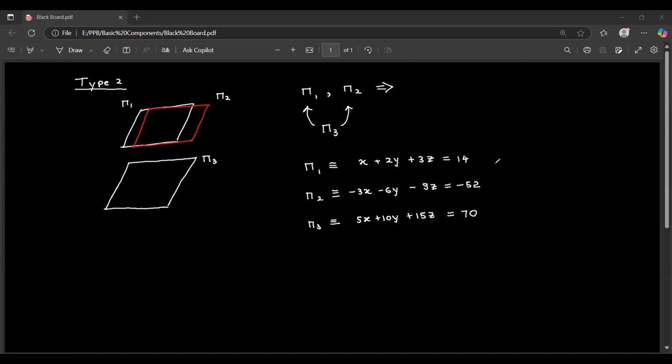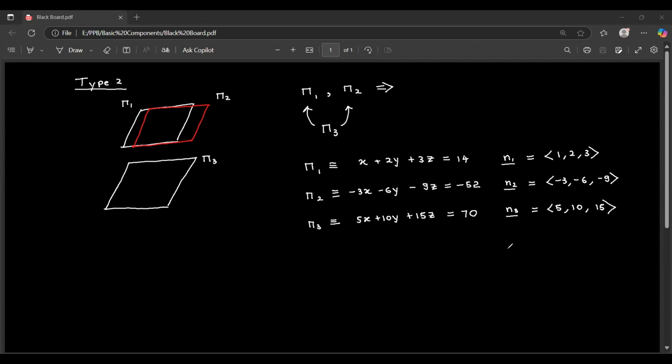Okay, so if they have given it like this, first of all, what you have to do is write the perpendicular vectors. So normal vectors. N1 will be equal to 1, comma 2, comma 3. N2 will be equal to minus 3, comma minus 6, comma minus 9. And N3 can be given as 5, comma 10, comma 15.